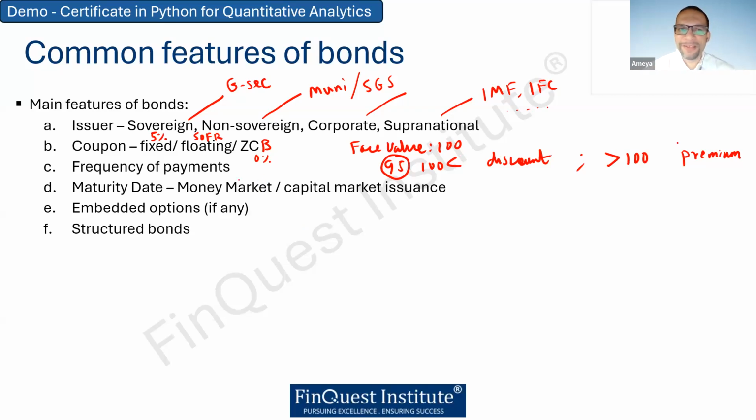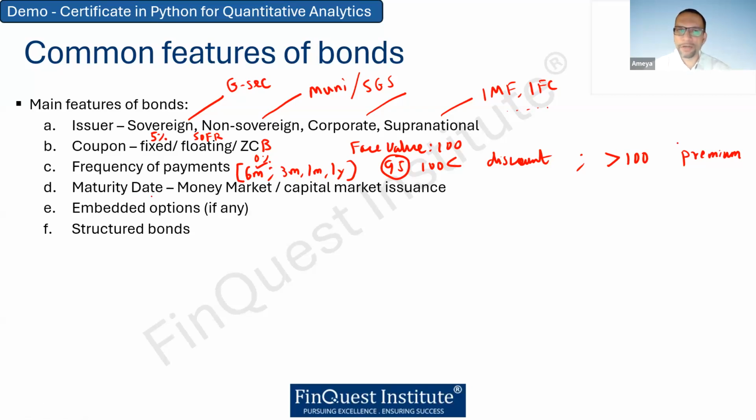Then frequency of payment. So for our friends who have worked on bonds, what is the most common frequency of payments which you have come across? Semi-annual, absolutely. 6 monthly. So 6 monthly is the most common frequency out there. But then you have other frequencies like 3 months, 1 month, 1 year, etc. But 6 months is the highest in volume.